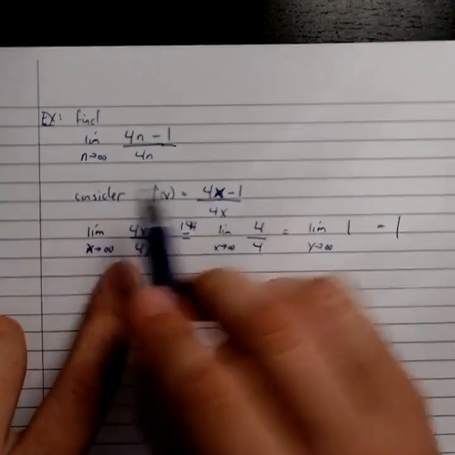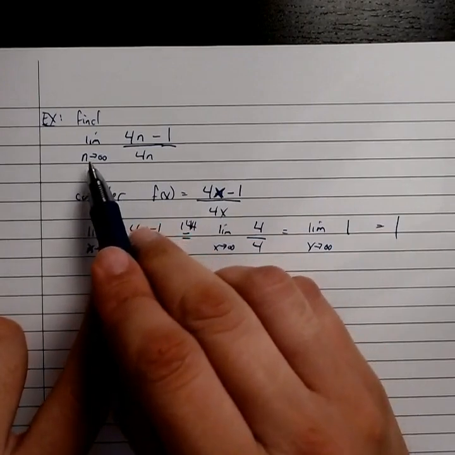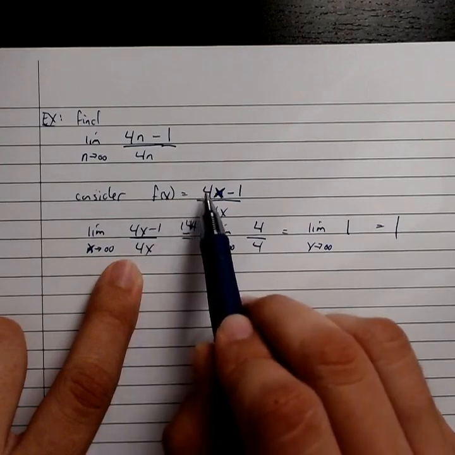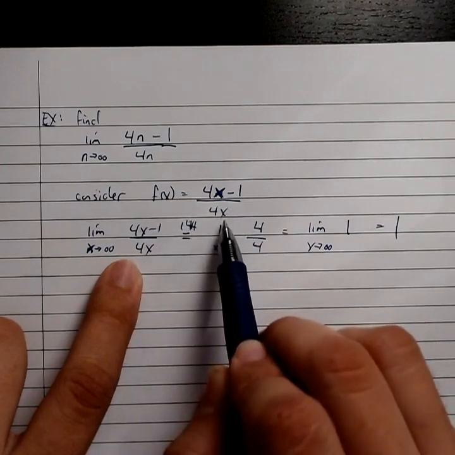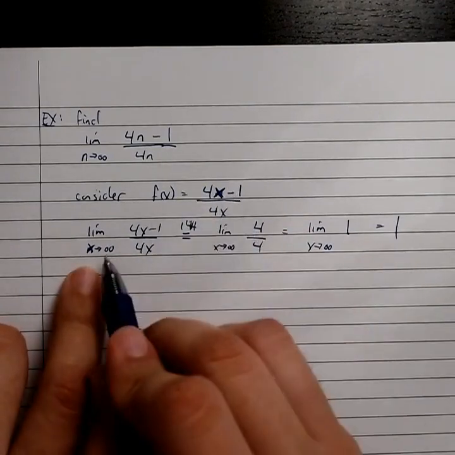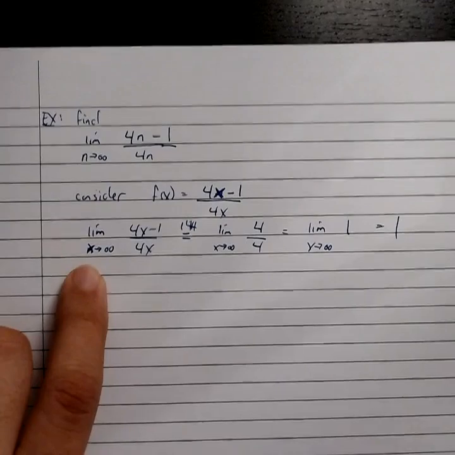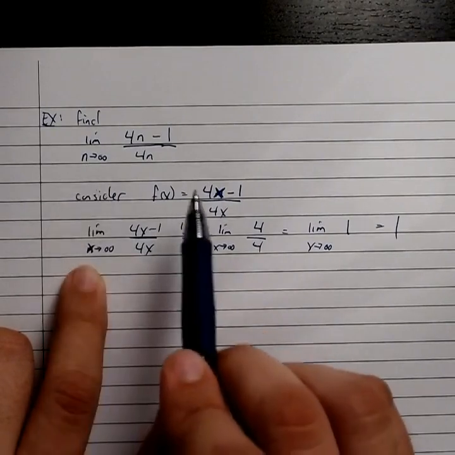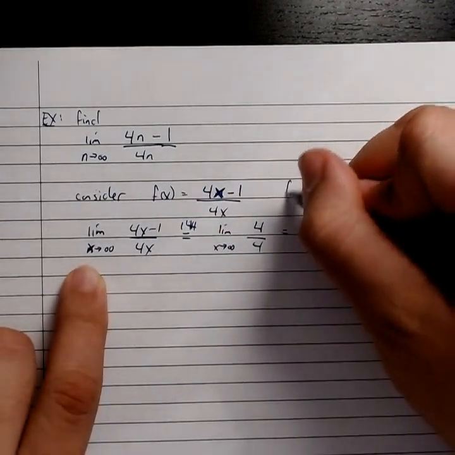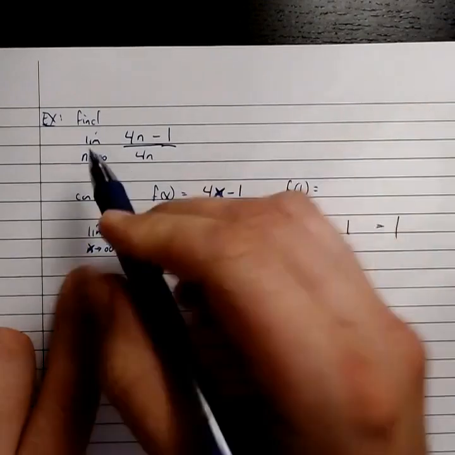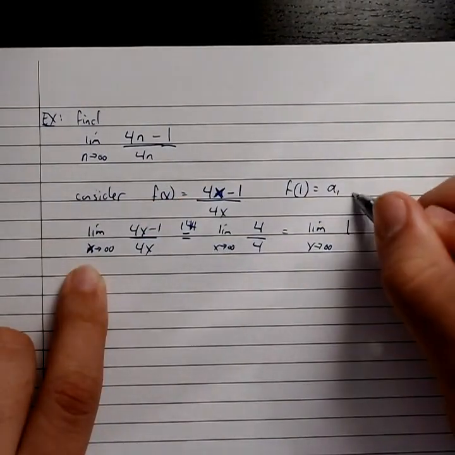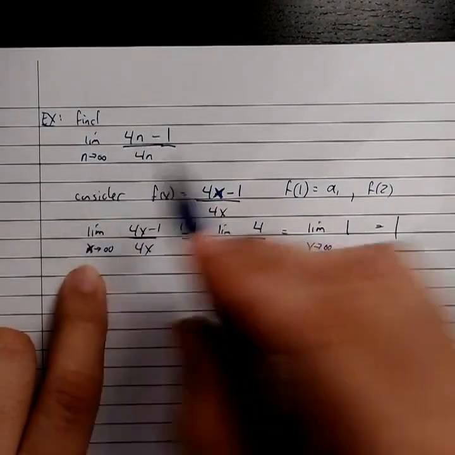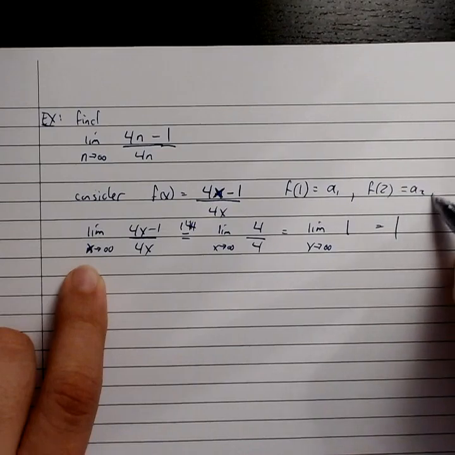But, of course, if you take the nth term of f of x, that would just be (4n minus 1) over 4n. So here, not only do you have a continuous function whose limit you know, but by plugging in the integers into this function, you'll note that f of 1 is the same as a sub 1. And if you plug in 2 into this function, that would be the same as the second term of the sequence, a sub 2, and so forth and so on.